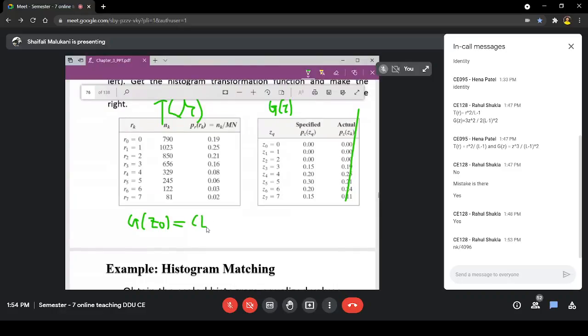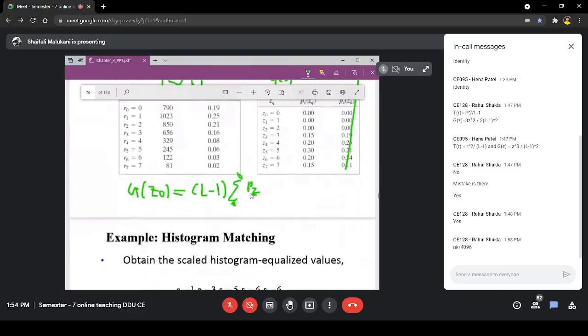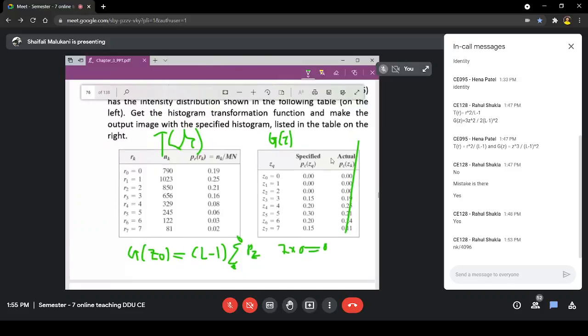I know that L minus 1 times the summation of pz from 0 to 0 is 0 itself. L is 8, so L minus 1 is 7. So 7 into 0, the result is 0. So G of z0 is 0. Now quickly do this task and let me know the other values, and also round them off.